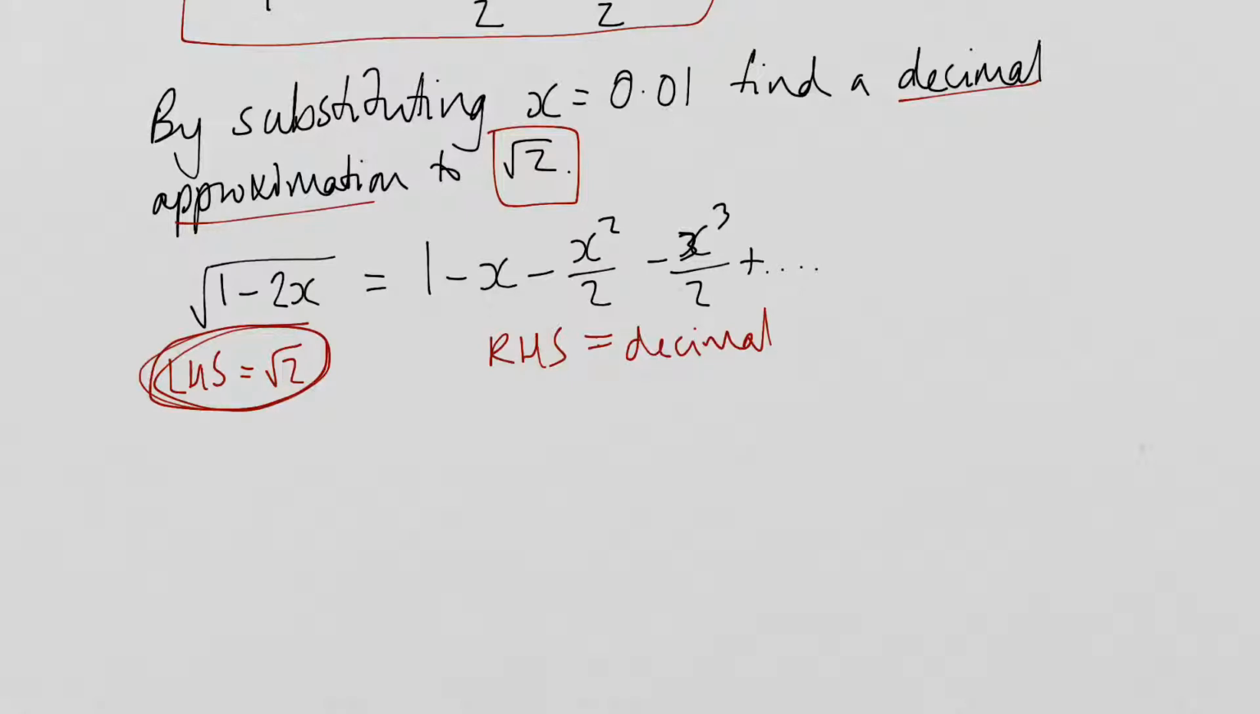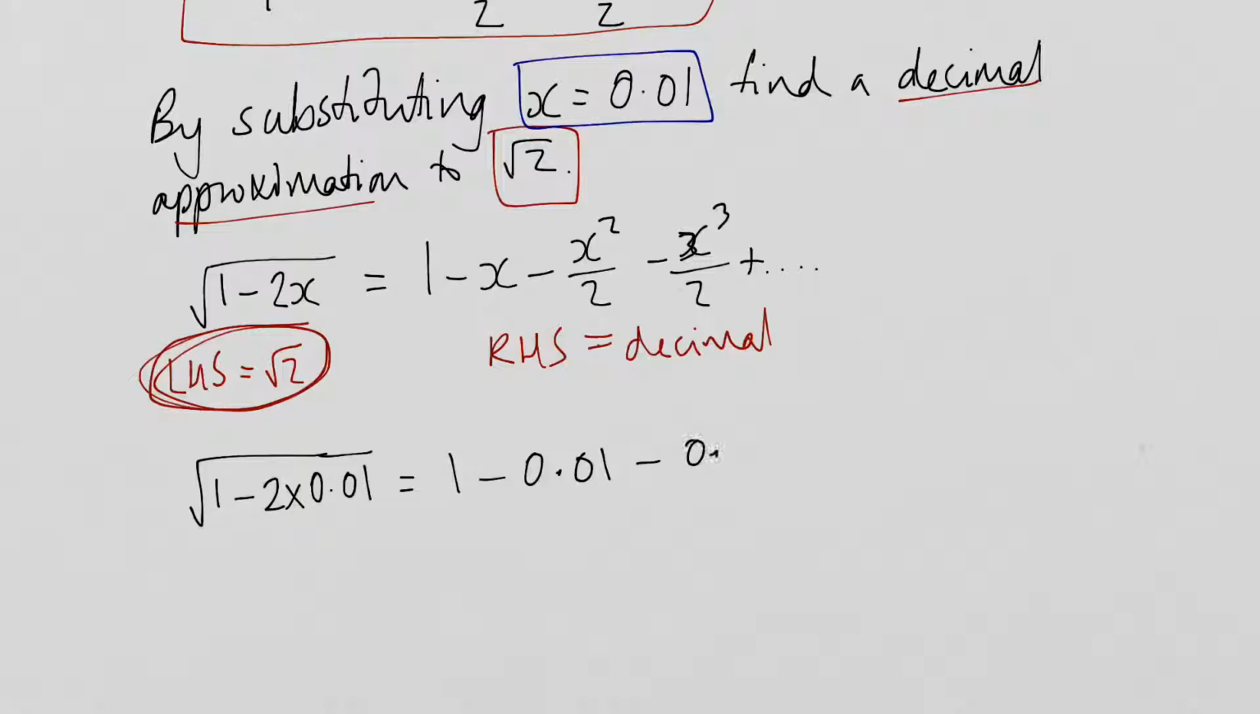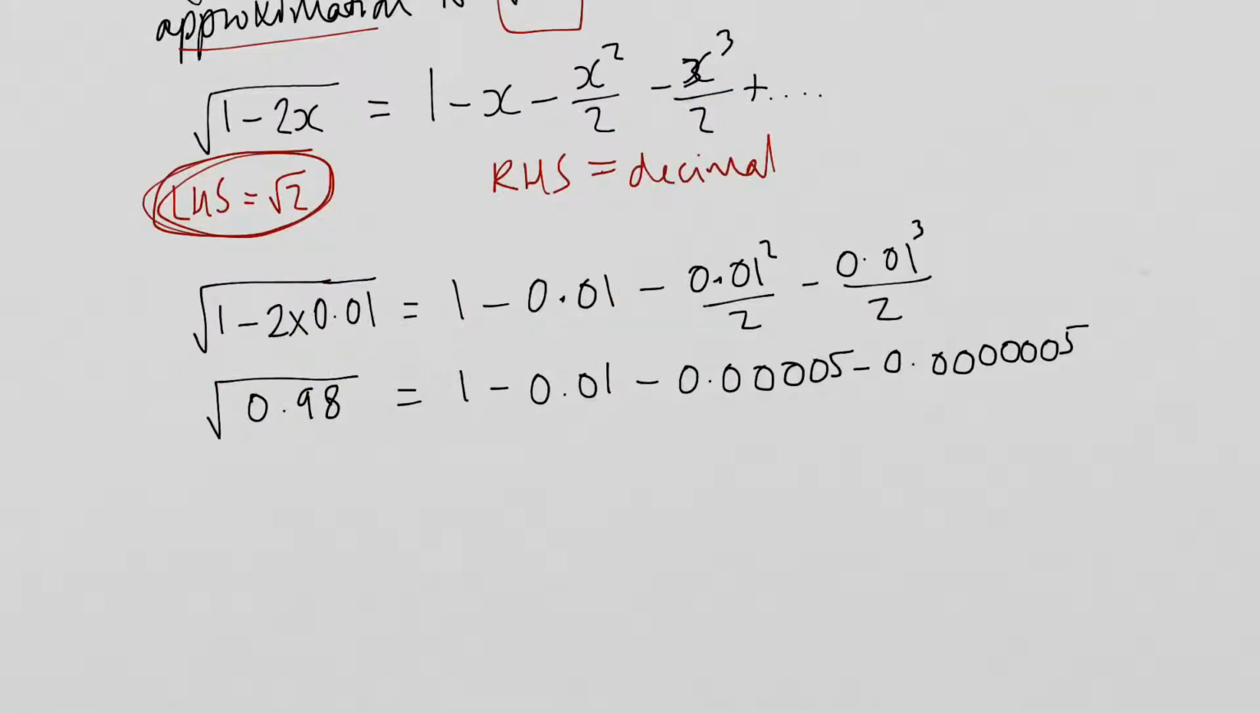So on my left-hand side, when I substitute in x is 0.01, I will get the square root of 1 minus 2 times 0.01. On the right-hand side, I'll get 1 minus 0.01, 0.01 squared over 2, and 0.01 cubed all over 2. Just to cut through, I'll go straight to the answers for those, were you to put them into your calculator. Okay, so this is what you'd end up with. Evaluate each of those individually, and I would like you to write that out in an exam condition. So on the left-hand side, the square root of 0.98 is equivalent, or should I say, because we're using only the first 4 terms, I guess what I should really be using is the approximate sign, which is like the squiggly equals, 0.9899495.